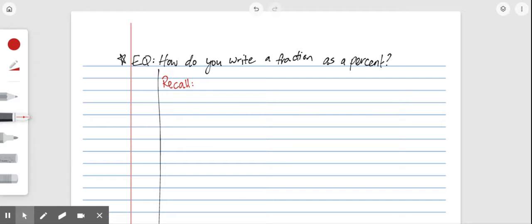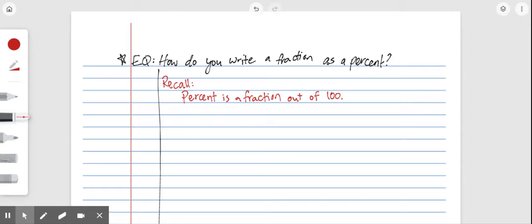that a percent means out of 100. A percent is a fraction out of 100. Okay, which means in order to get a fraction to look like a percent, you need the denominator to become 100.